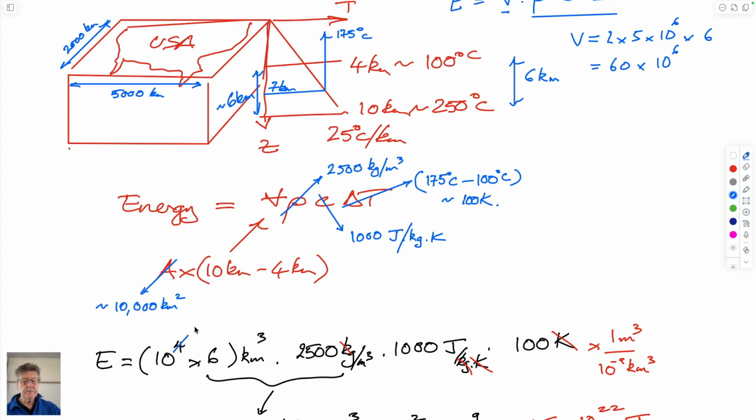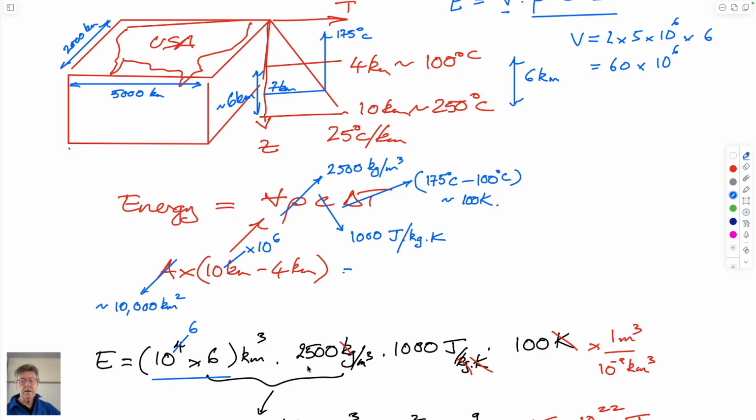This is wrong. This should be 6, right? And so this is not 10 kilometers, but 10 to the 6 kilometers. I realized this was the previous set of notes. I corrected it in another set, but I didn't include those in your packet. So this is the volume in terms of kilometers.